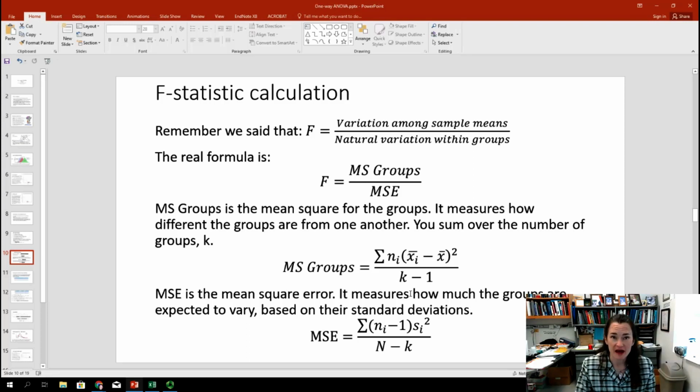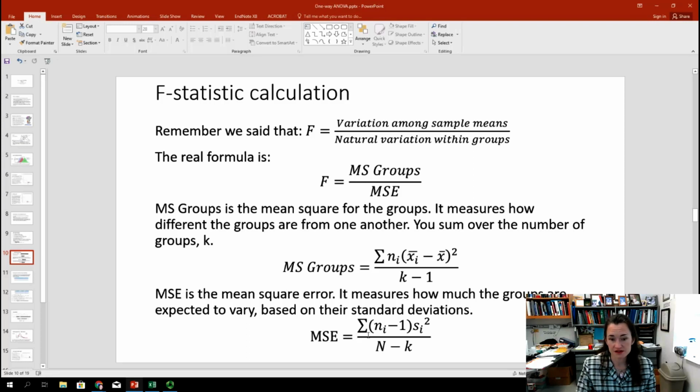And then you're going to divide that by k minus 1, where k is the number of groups. And you're going to do that summation on the top from i equals 1 to k. So that's MS groups. Now MSE is in the denominator. That stands for mean square error.